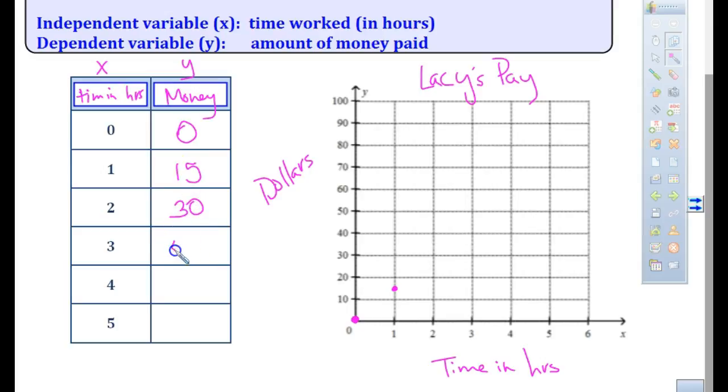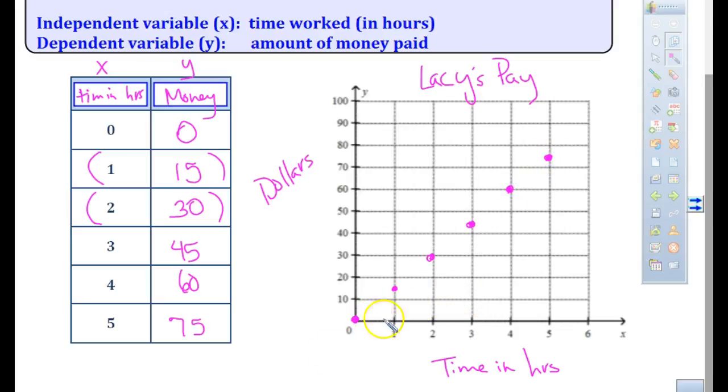At 3, she'd get 45, right? And then we have 60. And if she works 5 hours, she made how many dollars? 75. Please plot each of these as an ordered pair. So this is really the ordered pair 1, 15. This is 2, 30, right? So 2 at 30. We're at 3, we are at 45. 4, we're at 60. 5, we're at 75.